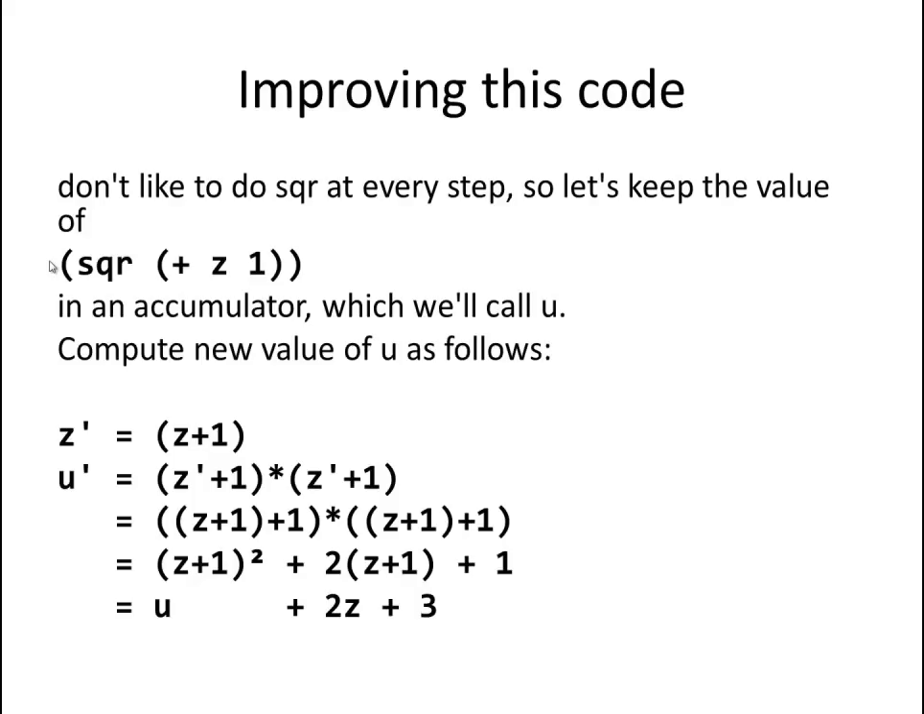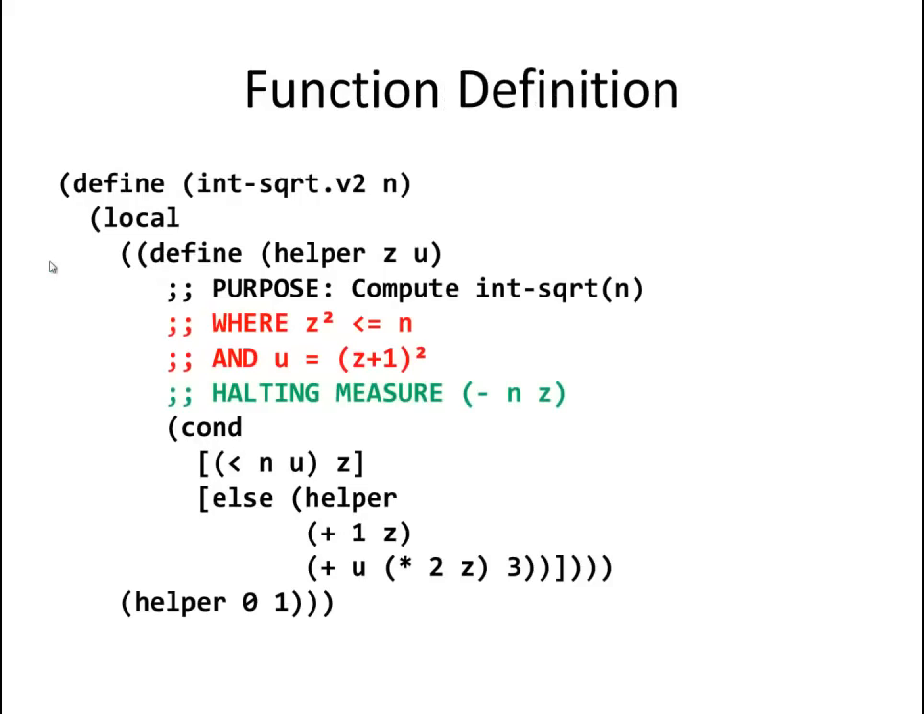Well, let's see. That's z prime plus 1 times z prime plus 1, which is z plus 1 plus 1 times z plus 1 plus 1. Binomial theorem, that's equal to z plus 1 squared plus twice z plus 1 plus 1. But z plus 1 squared is equal to u. That was the invariant we were going to try to maintain. So as z becomes z plus 1, u should turn into u plus 2z plus 3. 7th grade algebra. And of course, I'm using the fact that u is equal to z plus 1 squared. Here's our new version of integer square root.